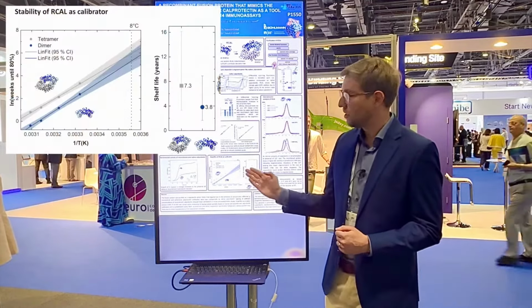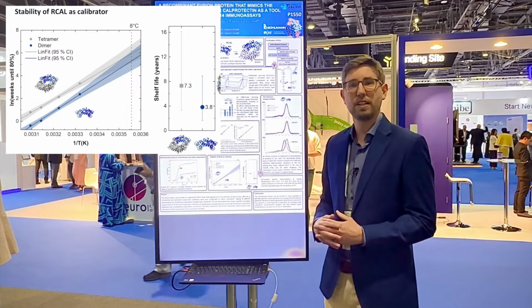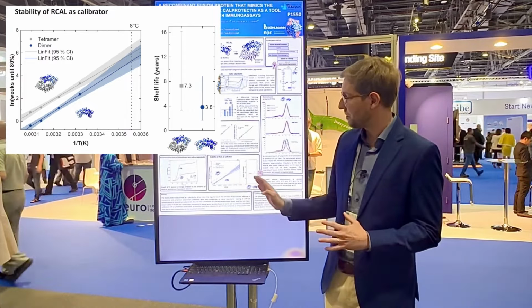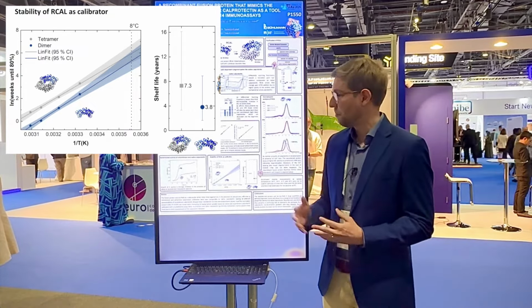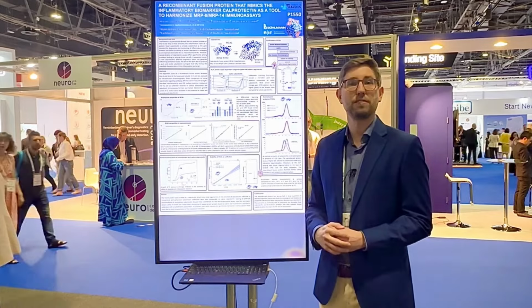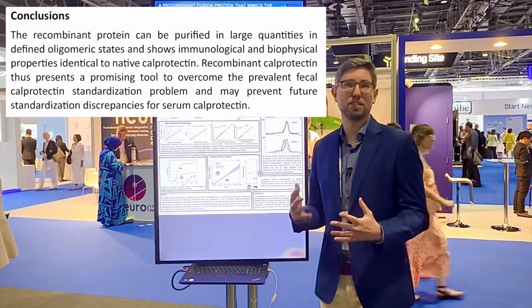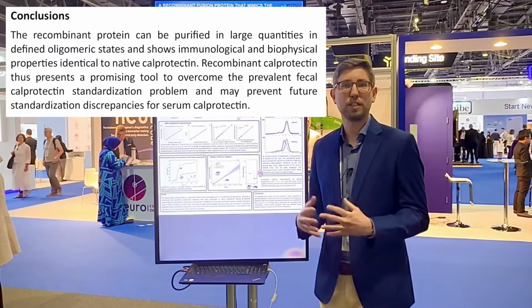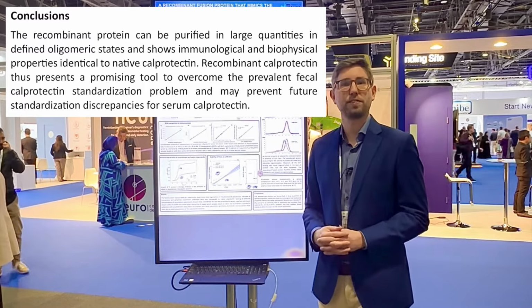And lastly, we did some stability studies and we could extrapolate that the shelf life of the material would be between 3 to 7 years in refrigerated conditions, making it suitable to be used as a reference material and hopefully a tool to harmonize the different quantitative results that are currently present in the field for fecal calprotectin and maybe in the future also for serum calprotectin.